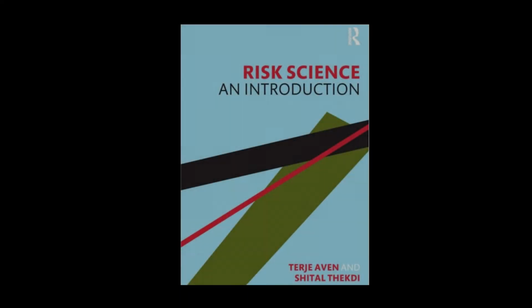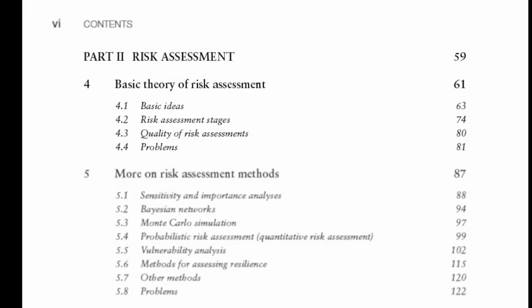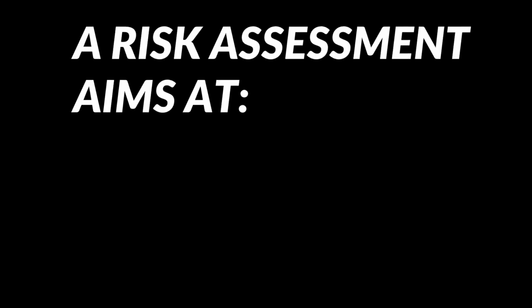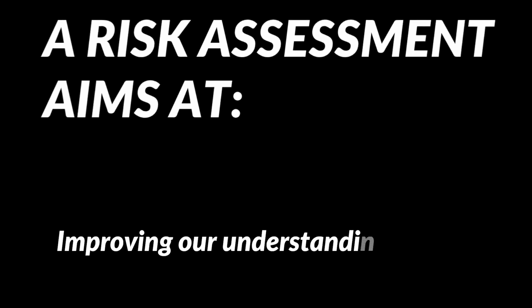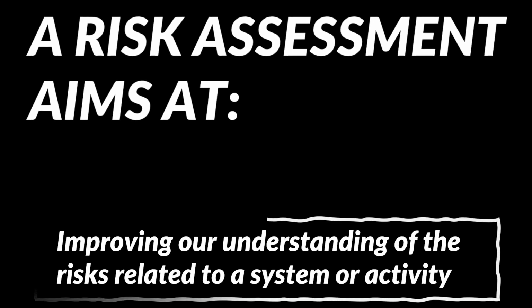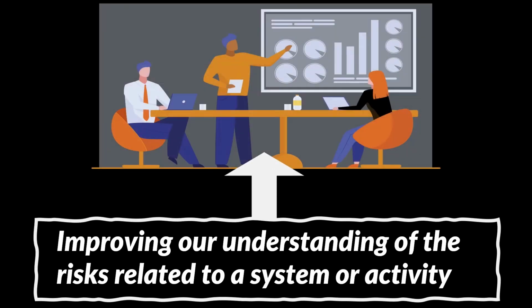Welcome to this video about risk assessment, covering chapters 4 and 5 of the risk science book. The main focus is on the topics of chapter 4. A risk assessment aims at improving our understanding of the risks related to a system or an activity, and in this way support decision makers when deciding what actions to take.